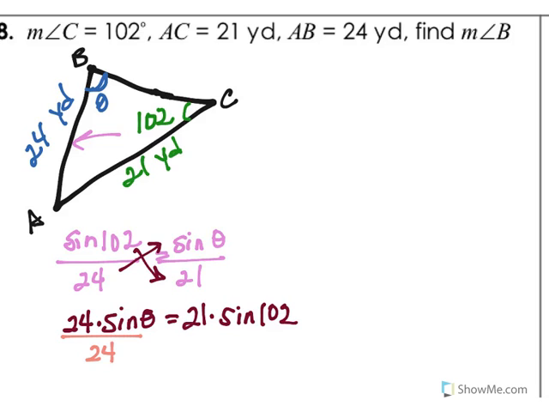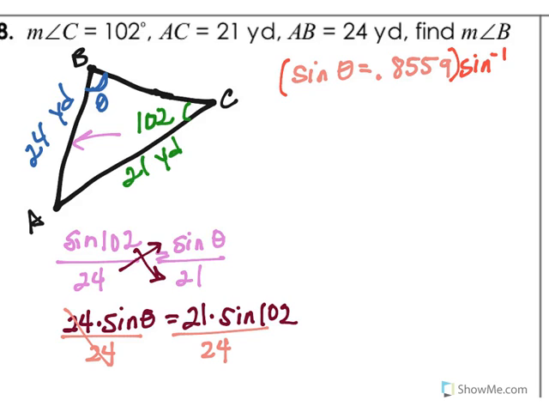Now divide by 24 on both sides. You get that sine theta, actually I'm going to write it up here. You get that sine theta is equal to, so do 21 times sine of 102 into your calculator, hit enter, then divide by 24. You get that sine theta is equal to 0.8559.